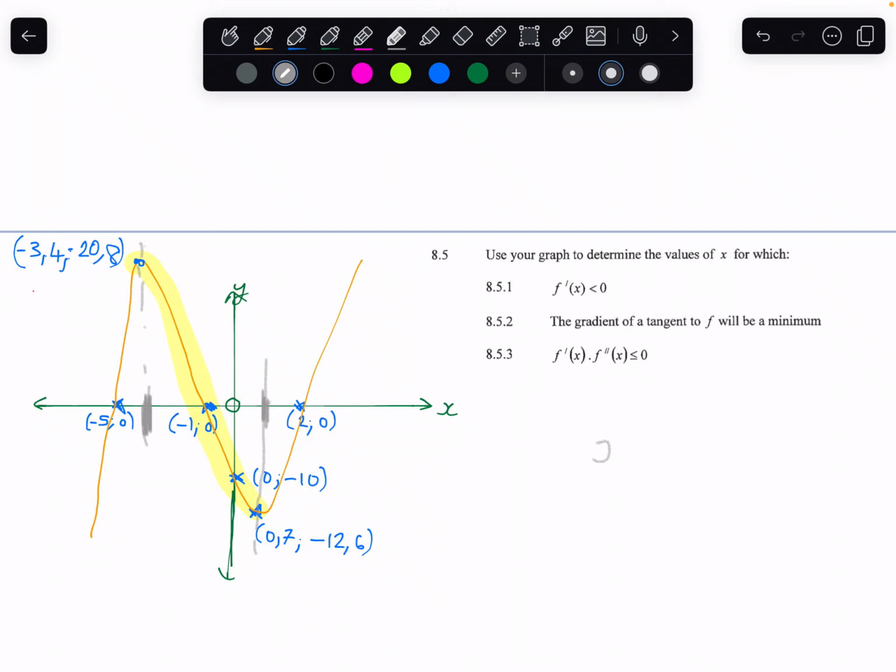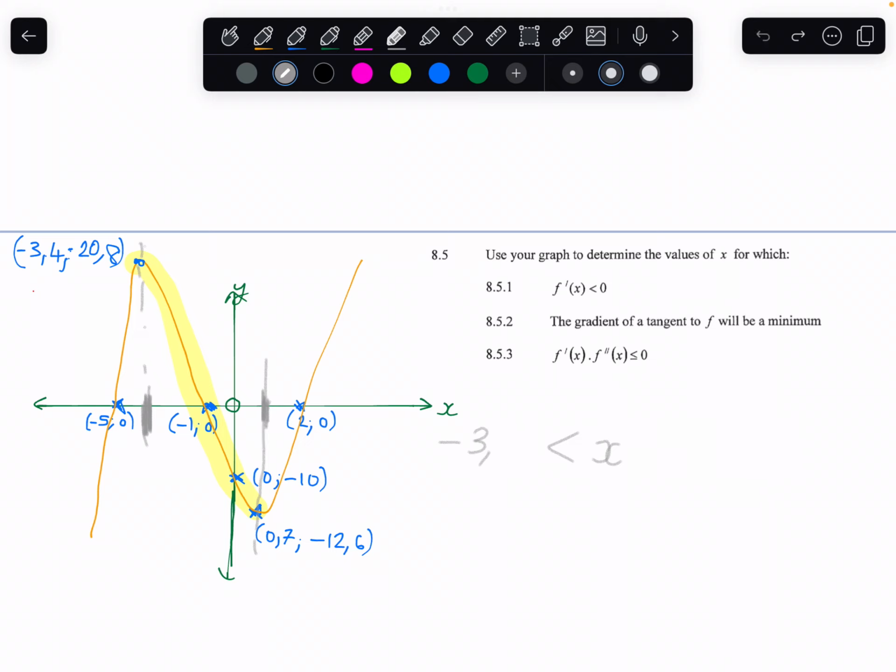When x is greater than -3,4, and then it stops here, right? When x is at 0,7. So as long as x is between -3,4 and positive 0,7, right, the gradient of the graph is negative. Why do we not include -3,4 and 0,7? It's because at those points the gradient is 0, right? And we're looking specifically for places where the gradient is smaller than 0. So just think carefully about whether to include your bounds or not.